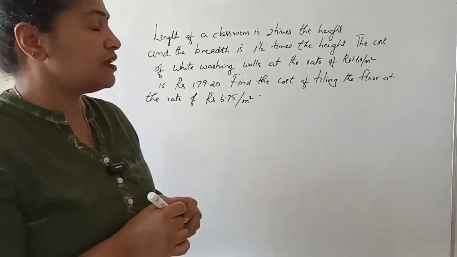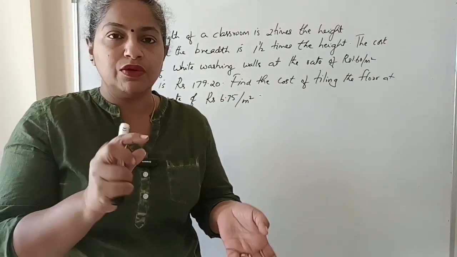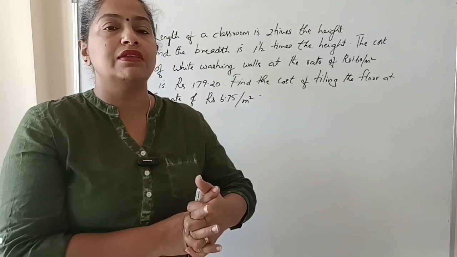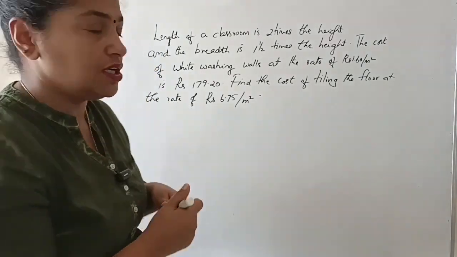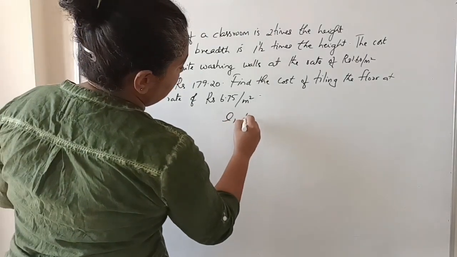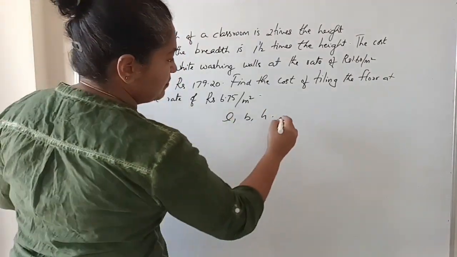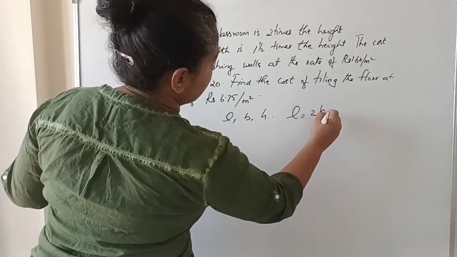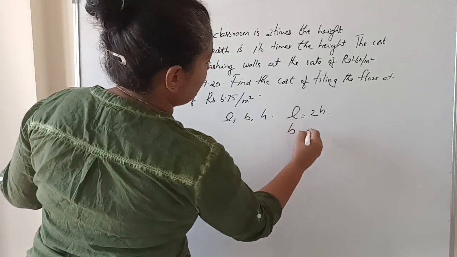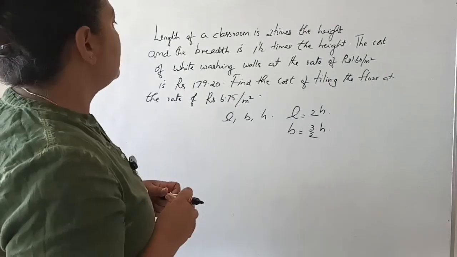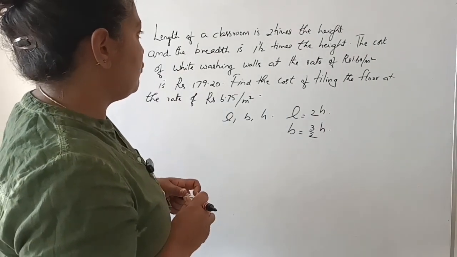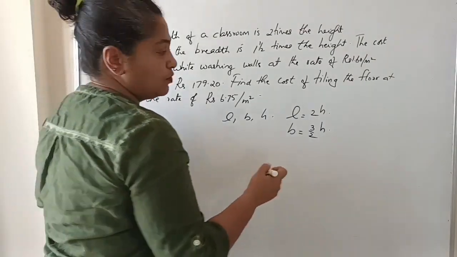So, which means that the values are not separately given to you. Again, a relation is given to you, but this time the relation is between the length and the height and then the breadth and the height. So, if you denote length, breadth and height by L, B, H, length is given as 2h and breadth is given as 3 by 2h. Right. Now, the cost of whitewashing the walls at the rate of 1.60 is 179.20.